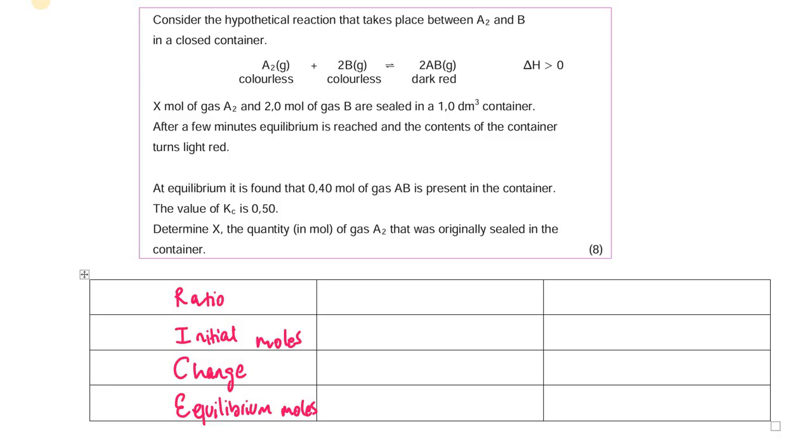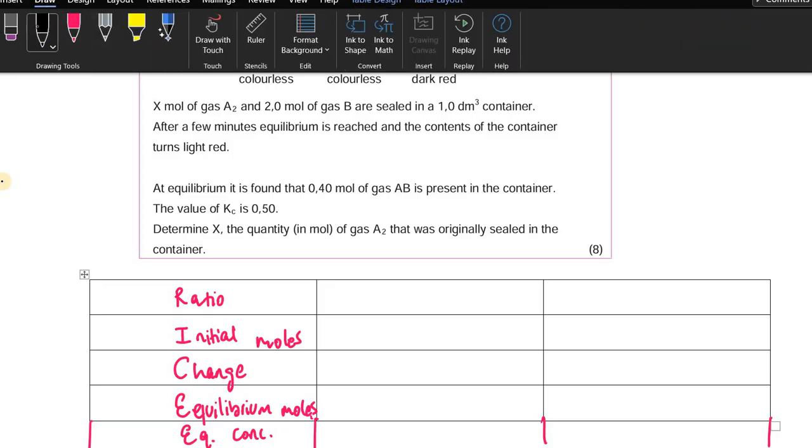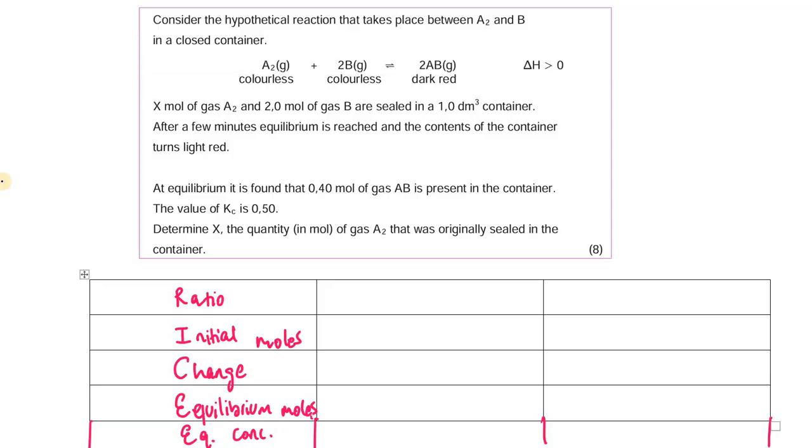However, guys, because we are dealing with moles, you're probably going to need equilibrium concentration also. Okay, you're going to need an extra column for equilibrium concentration. So just keep that in mind. Now, in terms of the ratio, we are dealing with A2. I'm going to write it at the top here. A2, which is a gas.